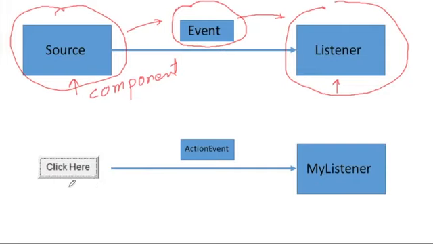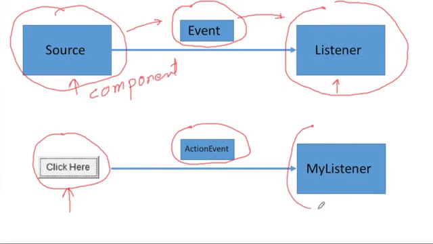Like here I have an example: a Java button is a component. It generates an event, and that event is the action event. So whenever a user clicks on this button, an event is generated, and that event is called an action event. So we can define our own class whose object will handle this event. The button is generating an action event, and the action event is handled by one more object or one more class, that is, for example, my listener.